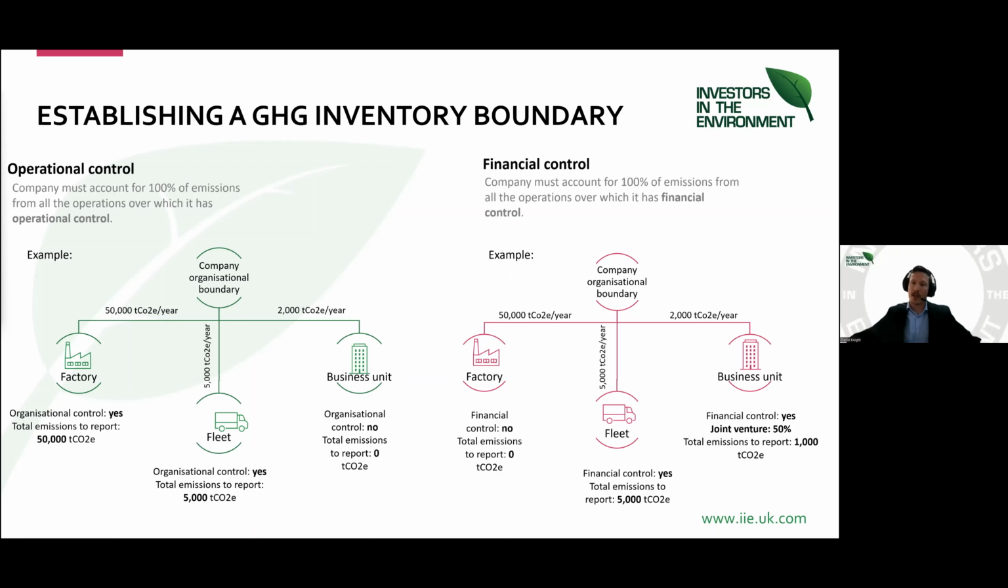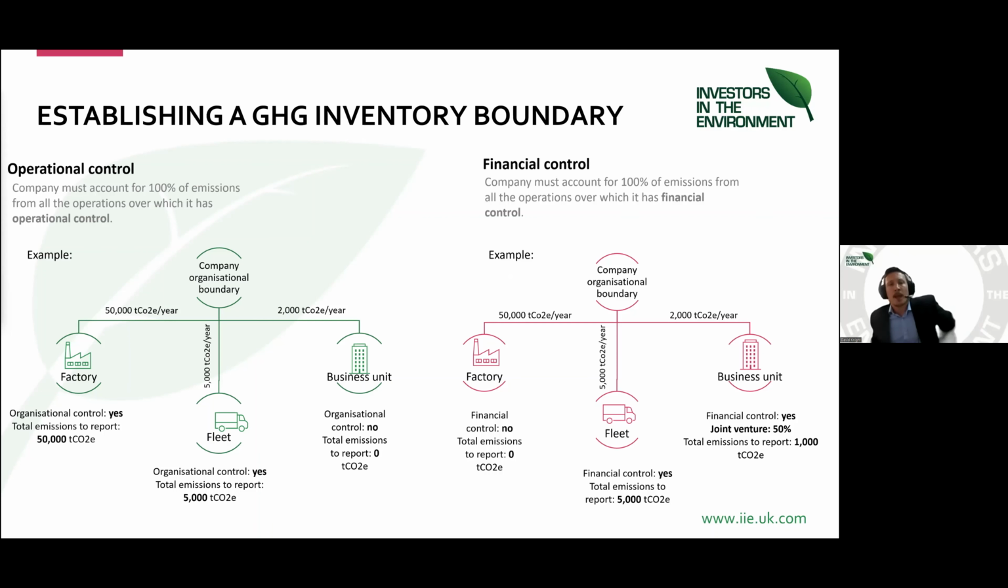So all the other parts of your operation that aren't included in your organizational boundary now become part of your scope 3. So determining your boundary is important to work out what you need to include, at which aspect, and how you go through it as well. So it's the completeness part of the five principles.